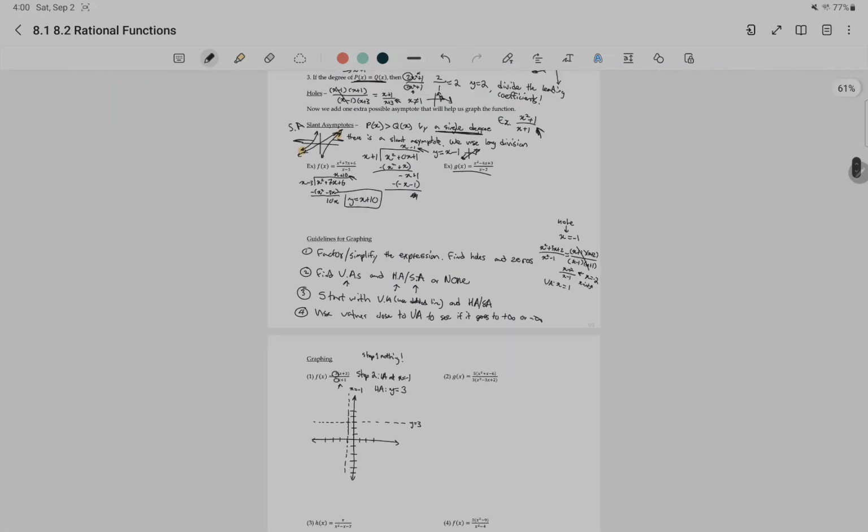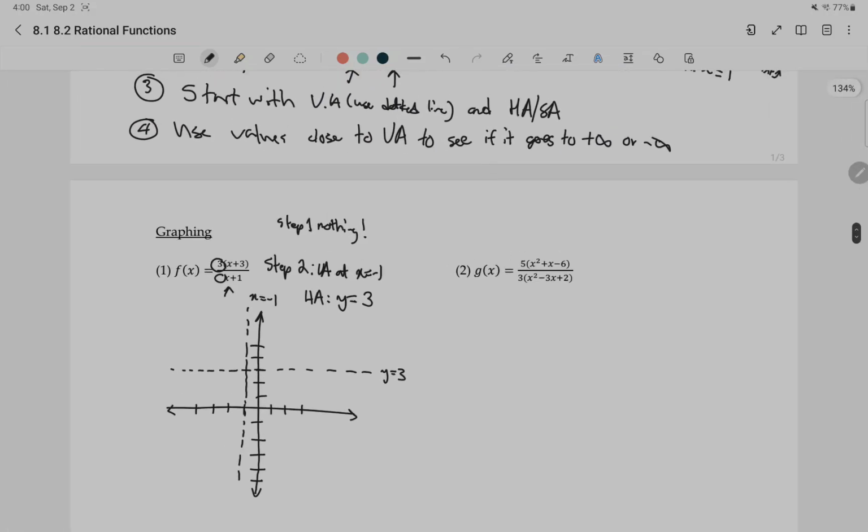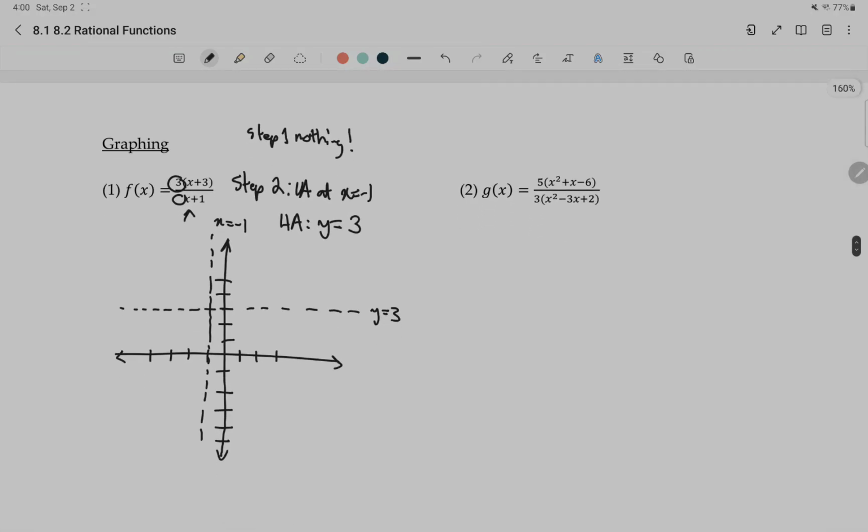Then, what's our last step? We have to use values near the vertical asymptote to see if it goes to positive or negative infinity. So, what's a good one? Well, obviously the best one here is going to be x equals 0 because it's right here. So if x equals 0, what does this equal? As you can see, if it's 0, we just get 9. So I'm just going to put a point up here at 9, and we're going to know it looks like this.